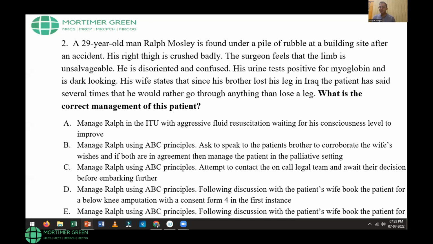His wife states that since his brother lost his leg in Iraq, the patient has said several times that he would rather go through anything than lose a leg. What is the right management for this patient? So let's look at the options one by one.